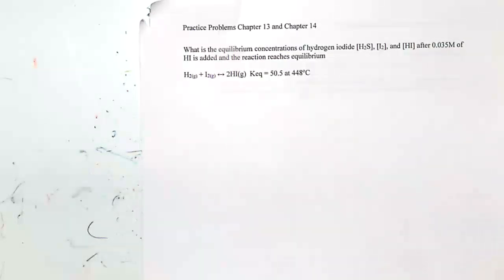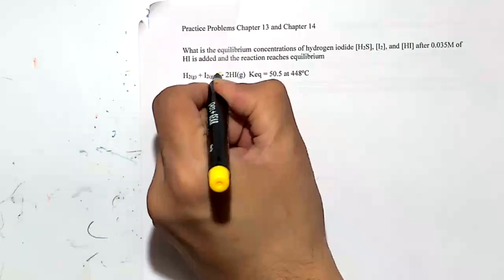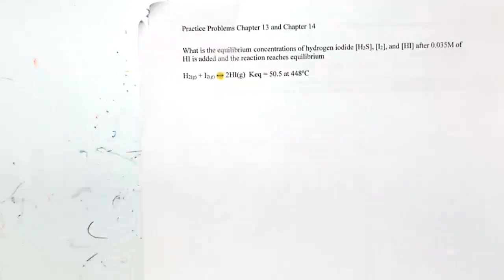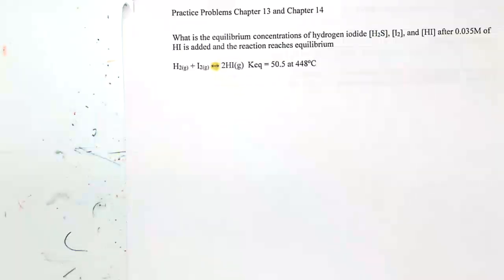foray into ice tables. So first of all, with ice tables, you are looking at an equilibrium. How do you know this reaction is an equilibrium reaction? Okay, the arrows tell us this is an equilibrium reaction.